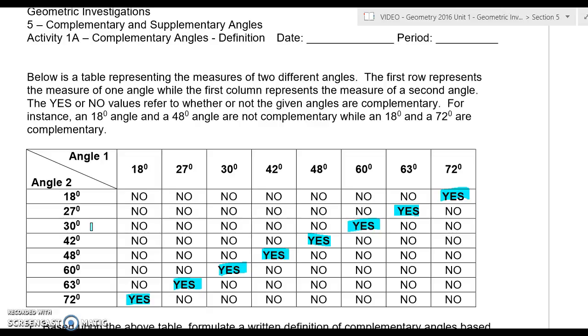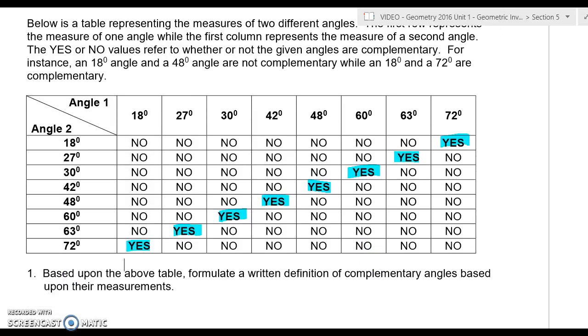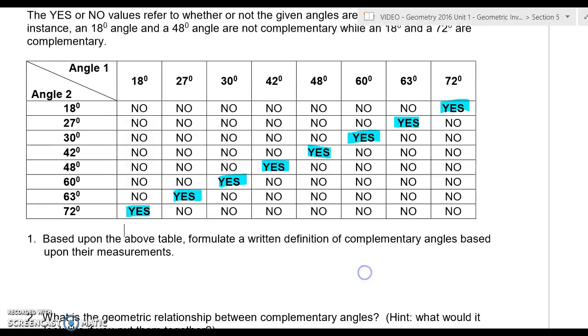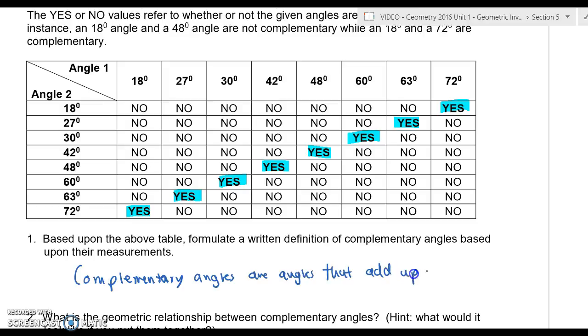So based upon the table above, formulate a written definition of complementary angles based on their measurements. My definition is going to be: complementary angles are angles that add up to 90 degrees. Right, and we can see that in the table that that's true for all of those relationships.